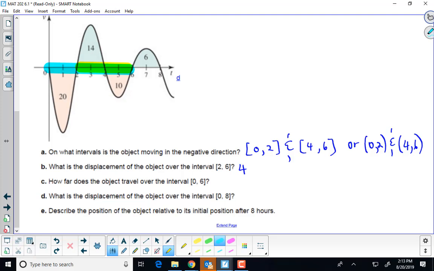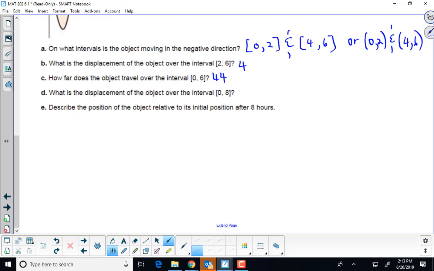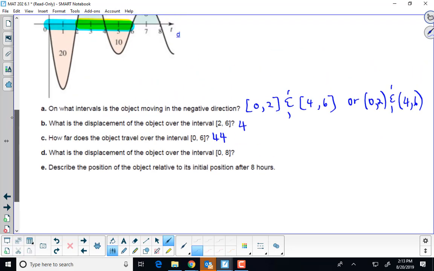44. So we add all those little sub areas together. We don't do any subtraction. We're going to have 30 down below and 14 up above, so we're going to have 44 as our distance traveled. Correct. So just add it all together. And then how about the displacement on 0 to 8?